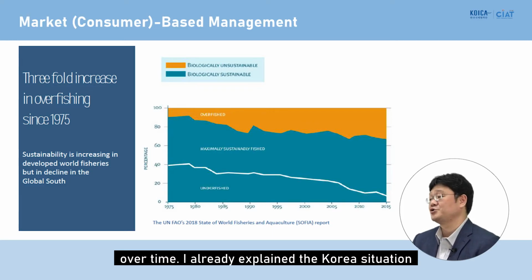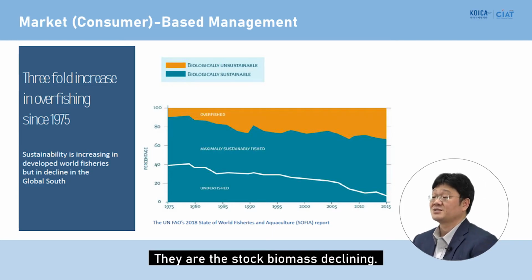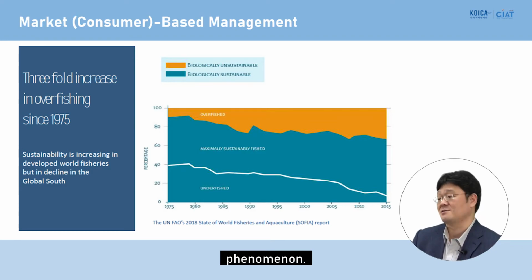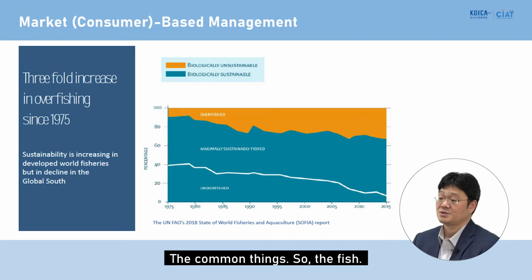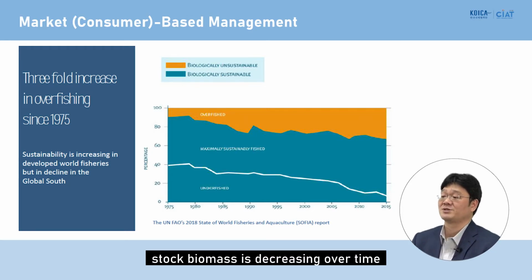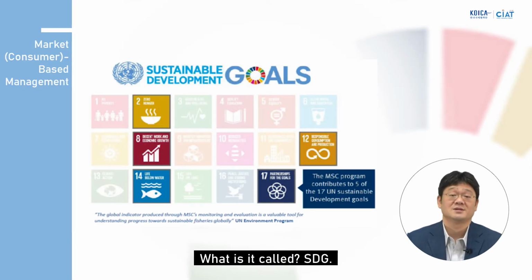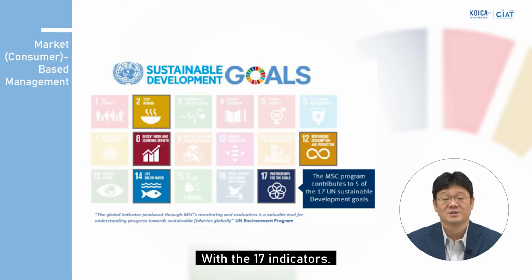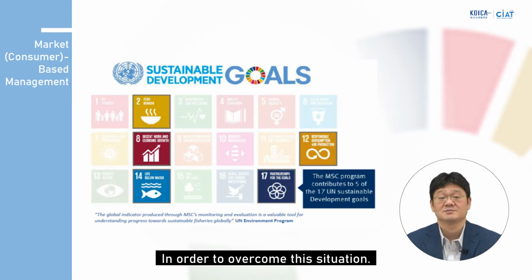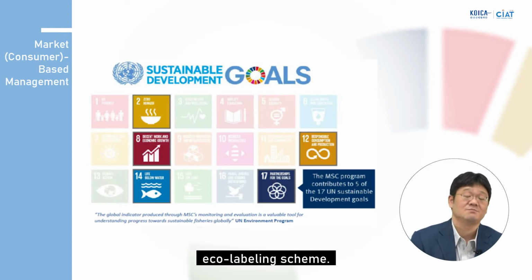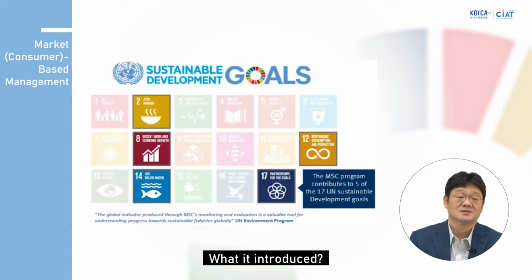I already explained the Korean fisheries situation. There, the stock biomass is decreasing over time, but this is an international phenomenon, a common thing. Also, the UN announced the Sustainable Development Goals, called SDGs, with 17 indicators. In order to overcome this situation, a sustainable fisheries scheme, called the eco-labeling scheme, was introduced.